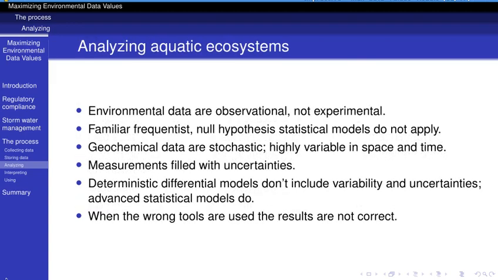Aquatic ecosystems are highly variable, stochastic, and not deterministic. This means that analytical models must incorporate uncertainties in their results. Statistical models all quantify uncertainties since they are based on probabilities. To understand why statistical models found in spreadsheets and taught in university science and business classes don't work with environmental data, it's necessary to look at how these common statistical models were developed.